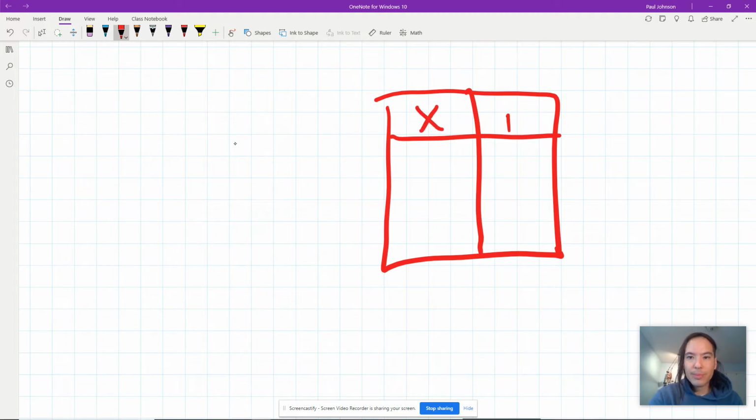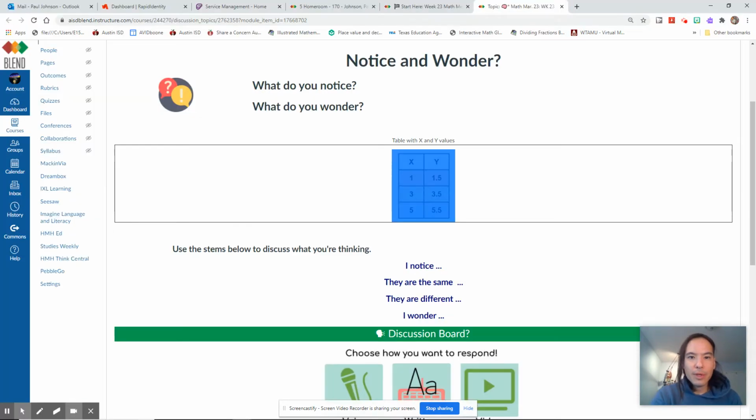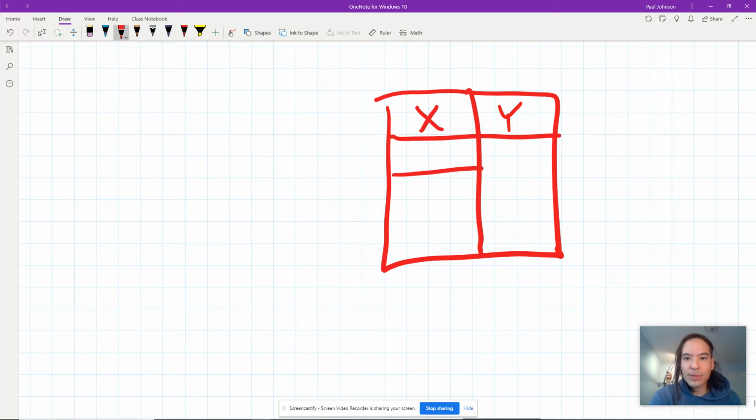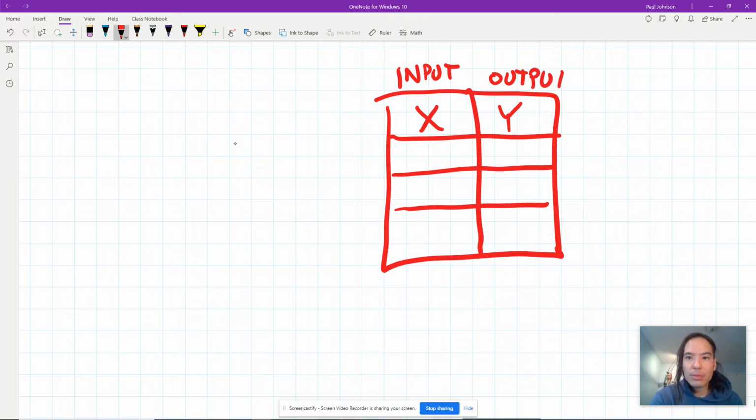A couple things to remember. First off, your two columns, you have X and you have Y. Remember that X is your input, Y is your output. Okay, so we have 1 and then 1 and 5/10. We have 3 and then 3 and 5/10. And then we have 5. We have 5 and 5/10.